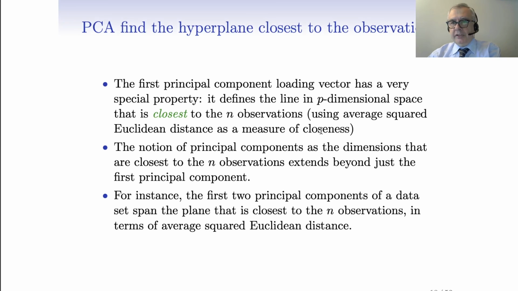All right, some geometric properties. The first principal component loading vector has this property. It is the line in the p-dimensional space that is closest to the n observations, closest in the sense of Euclidean distance as a measure of closeness.